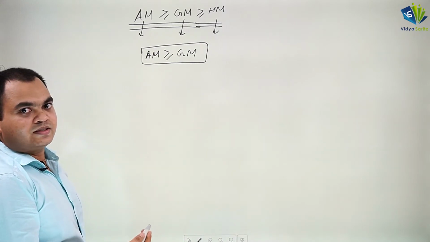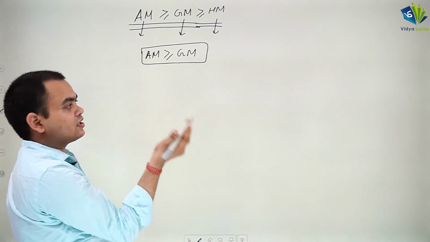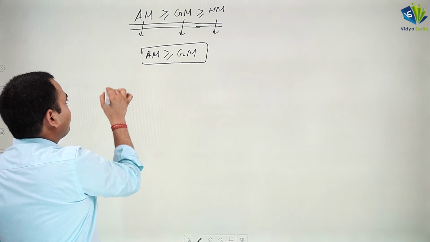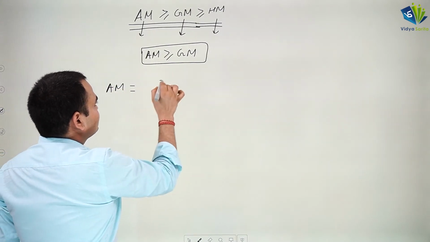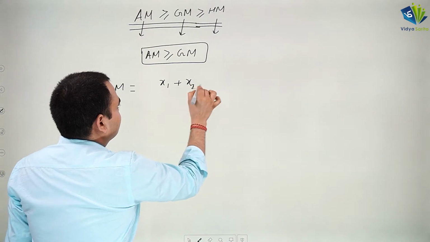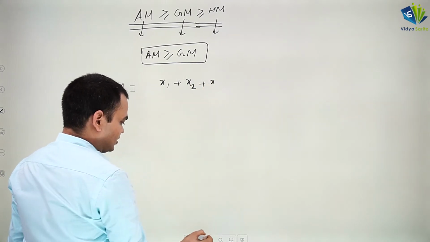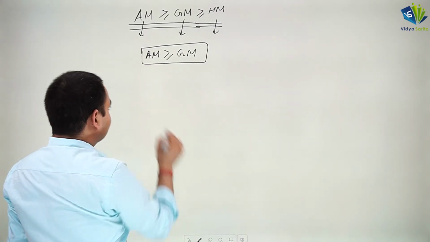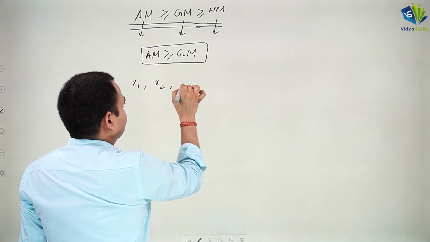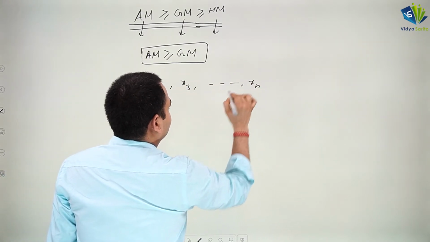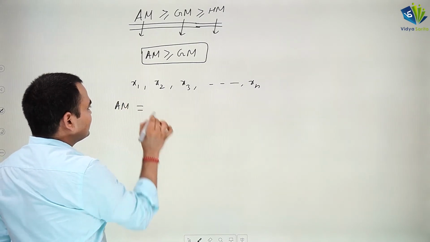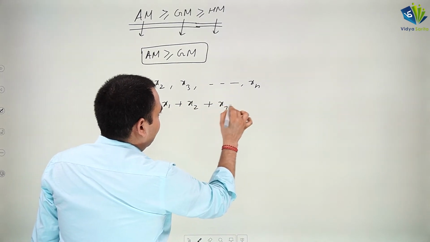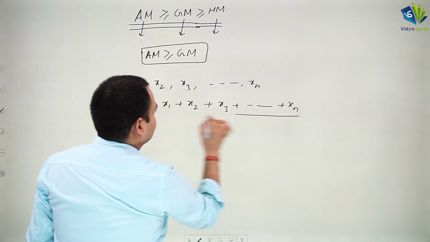Proof is very easy, but our purpose is how do we apply this in our questions. So for arithmetic mean, suppose some numbers are given: x1, x2, x3, up to xn, these n numbers. If someone asks us to calculate the arithmetic mean of these n numbers, this is quite simple, everyone knows it. It will be x1 plus x2 plus x3 up to xn upon n.